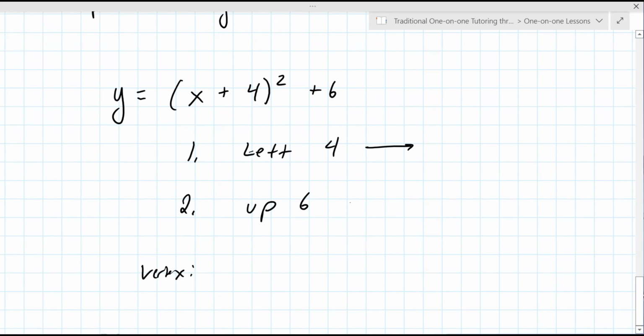Okay, so how does left 4 correspond to the vertex? Is it positive 4 or negative 4? Negative. Negative 4, and that's the x value. So that's why the order matters. Left goes first, that's the x coordinate of the vertex. Yeah. Okay, I got that. And then the 6 goes, so it's positive 6 like that. Yep. All right, you ready for me to throw in another transformation?